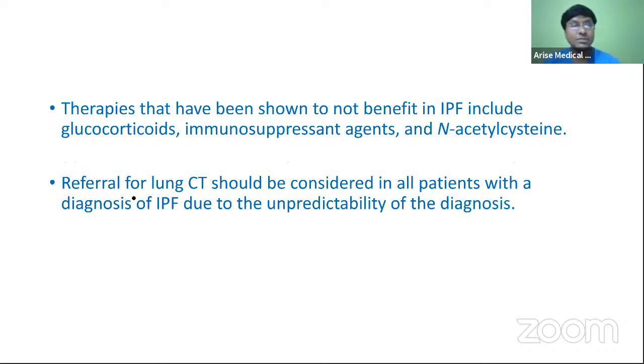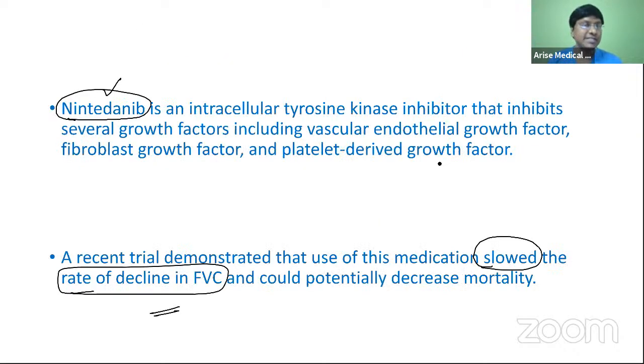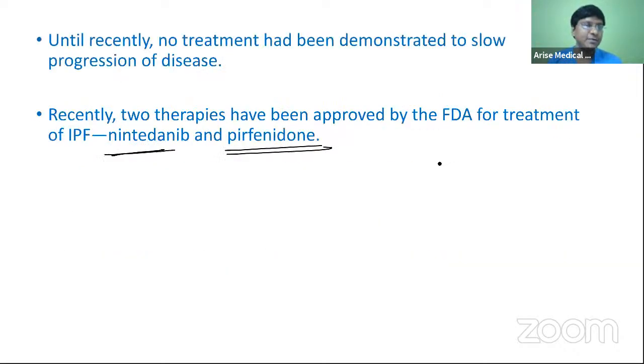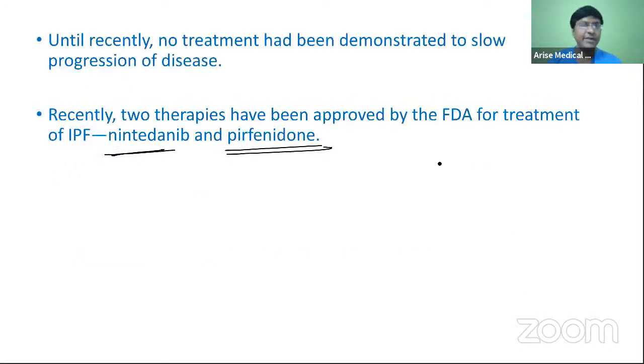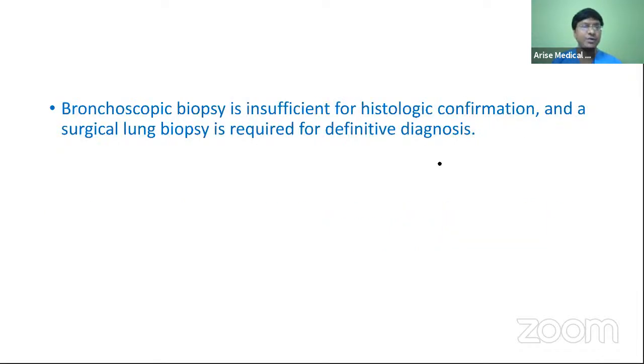Now, you should not give glucocorticoids. You should not give immunosuppressants. You should not give N-acetylcysteine. Very, very important in case of idiopathic pulmonary fibrosis. So what are the two drugs in case of idiopathic pulmonary fibrosis? Number one, nintedanib. Number two, pirfenidone. Okay.